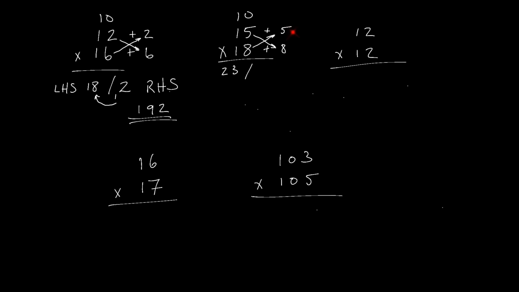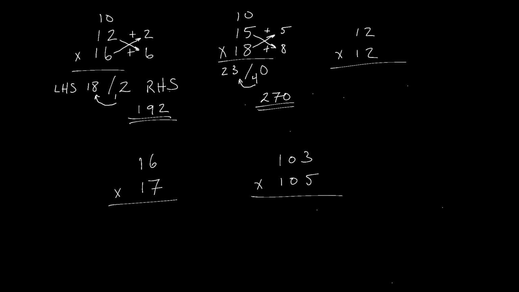And for the right-hand side, remember, we simply just multiply straight down. 5 times 8 gives us 40. Kind of write it like that. And this 4 gets carried over. So 270.